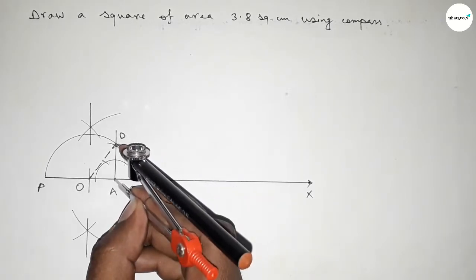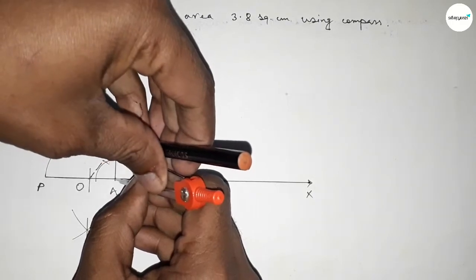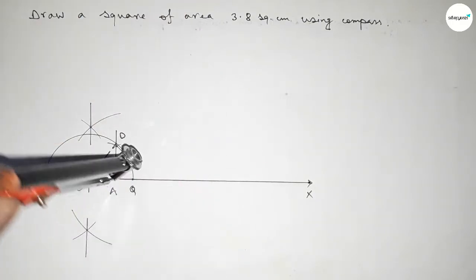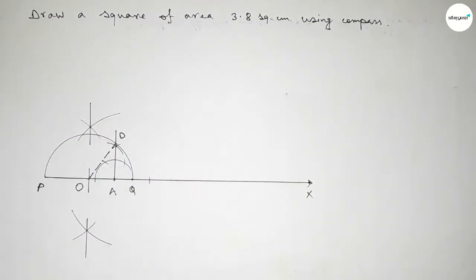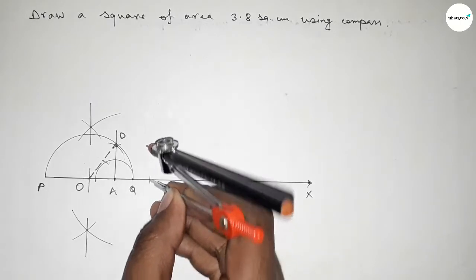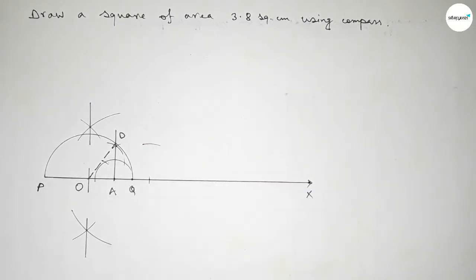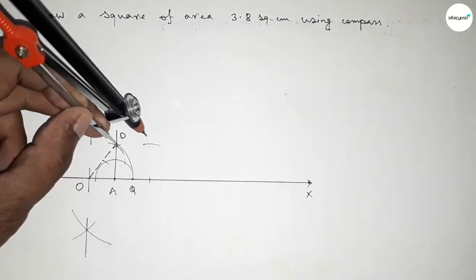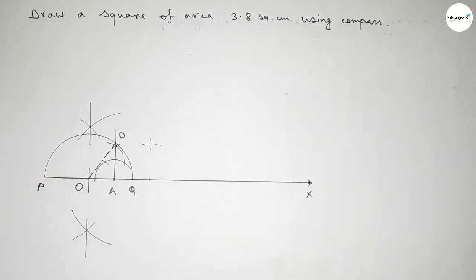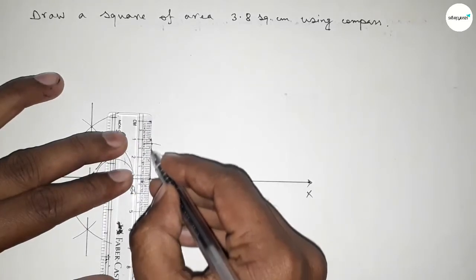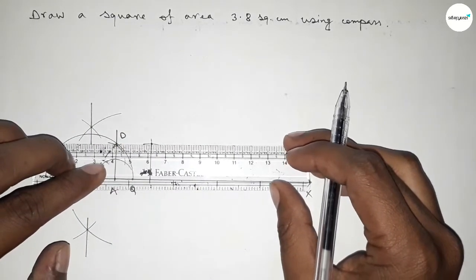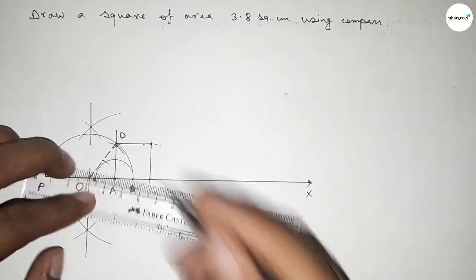Okay, now taking the length AD equal to root 3.8 centimeter and cut here and putting the compass here and cut here again with the same length and putting the compass here and cut here. So both the curves intersect at a point. Now joining first this, then joining this to get the square here.